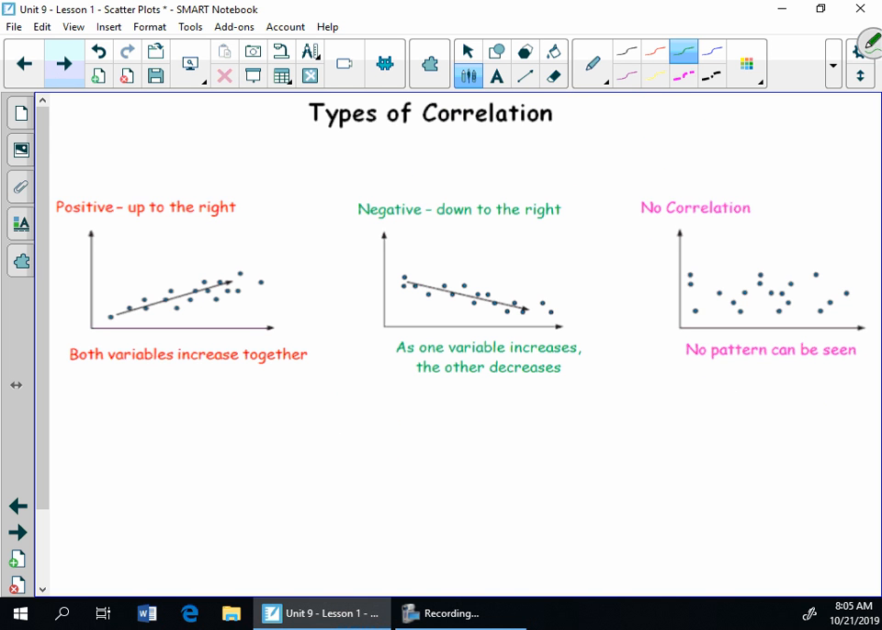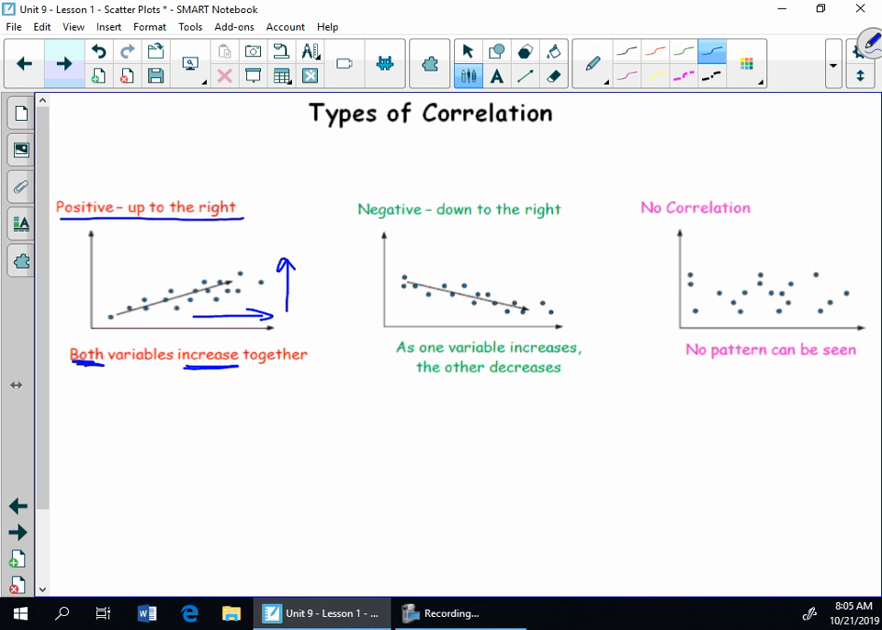There are three different types of correlations we have to examine. And we talk about them in terms of the direction of the line that's on the graph, the imaginary line. Maybe picture it in your head. And so a positive graph, one that goes up to the right, we just saw one. As temperature goes up, so do the ice cream sales. Both variables increase together. So we go right and up.